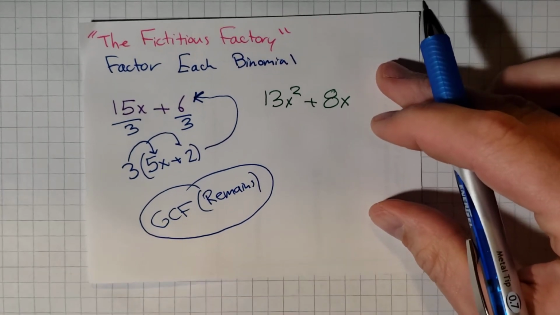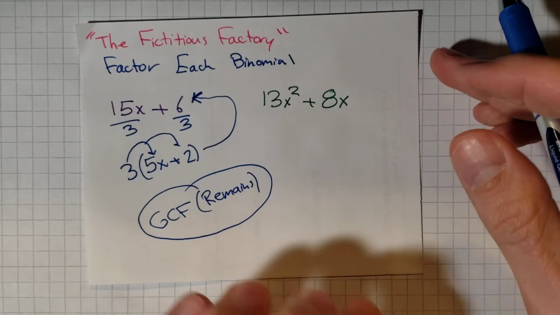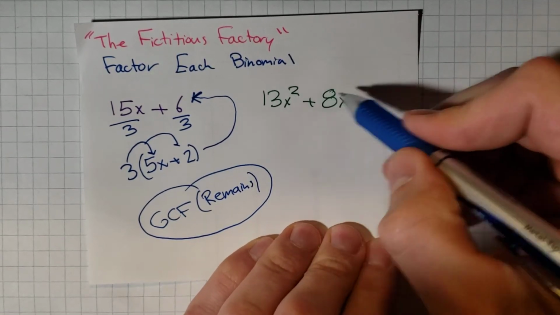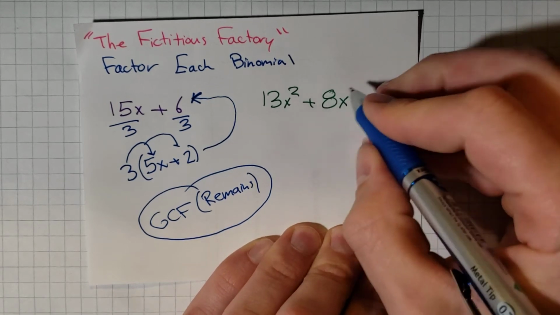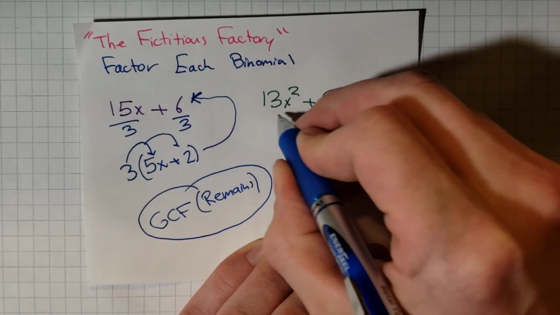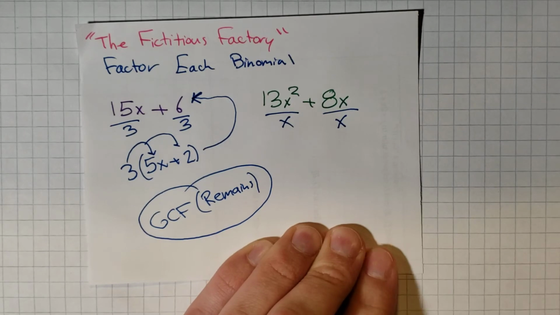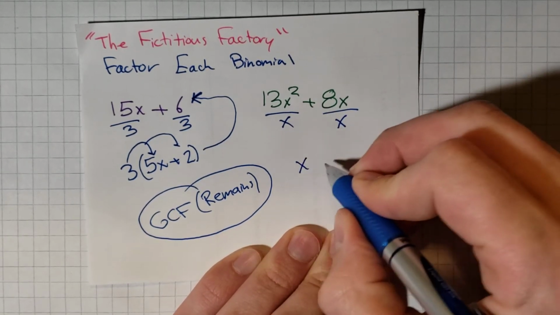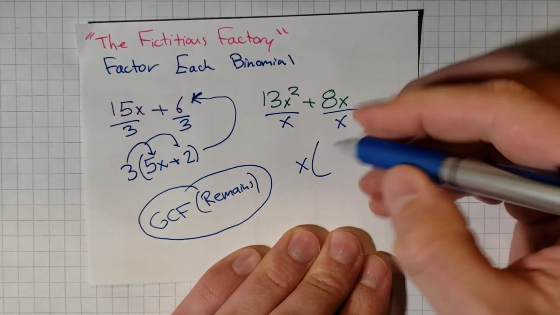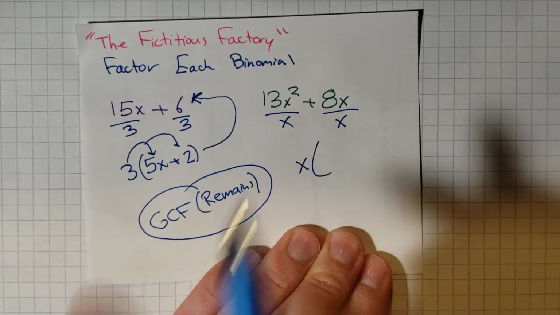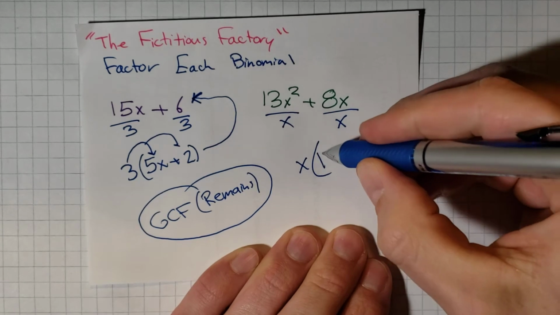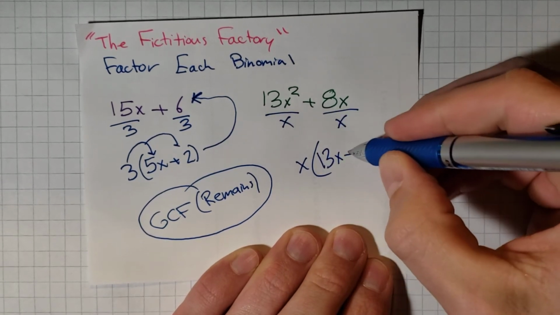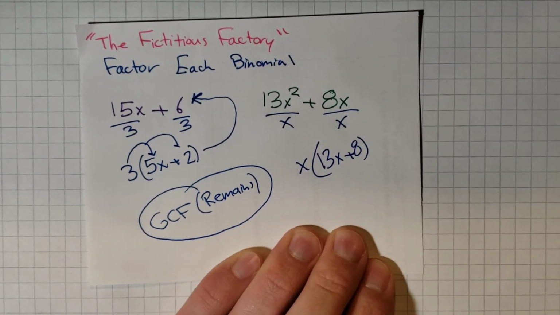Here we go. Next one, we have a 13x squared plus an 8x. 13 and 8, odd and even. I'm not going to get anything out of that. Oh, I could take out this extra x. All right, you see that? So what did I take out? I took out an x. What's left over when I take out the x? I'm pulling it back. This is passing it along. Now I'm pulling it back. 13x plus an 8. Okay, see that?